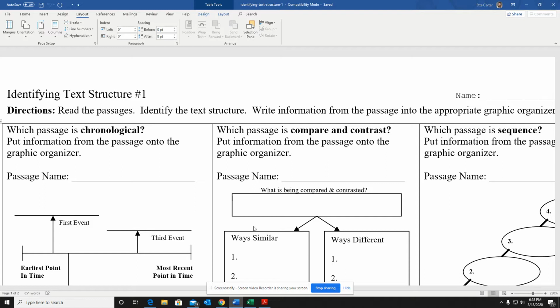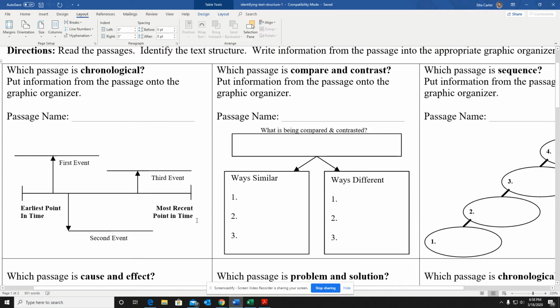So, here I found this worksheet, and I love a picture. I don't know about you guys, but I'm a visual learner. So when I see a picture, it helps me to make sense of it. So we're going to go through the 6 most common types of text structures. To start is the chronological.